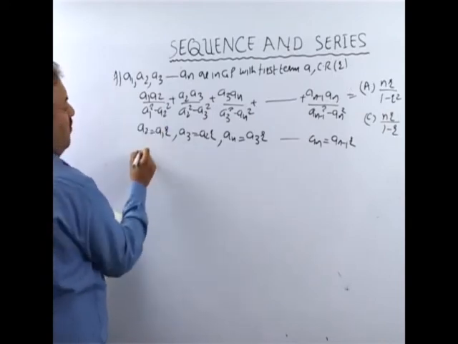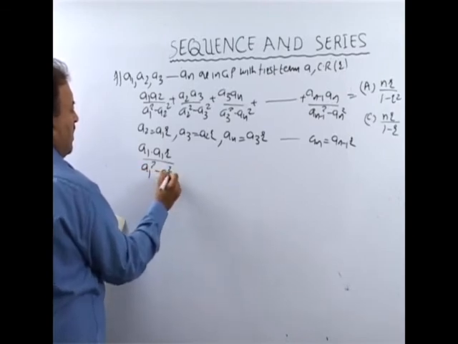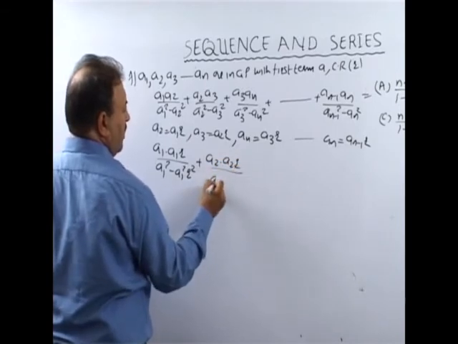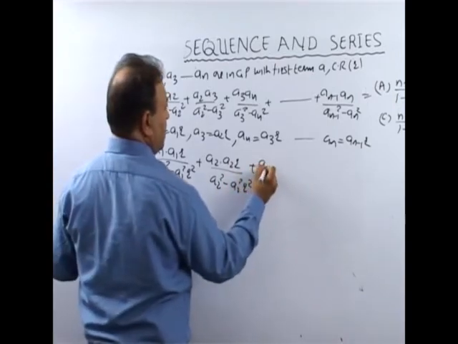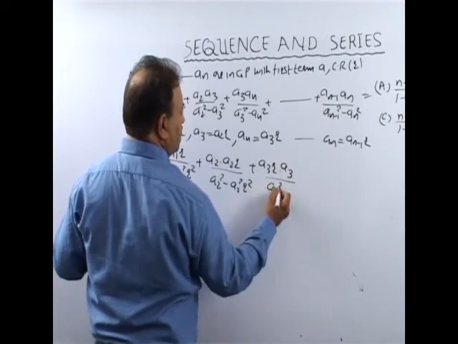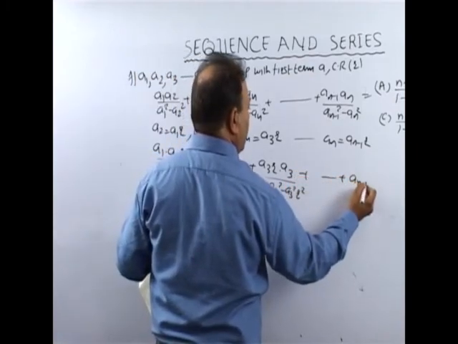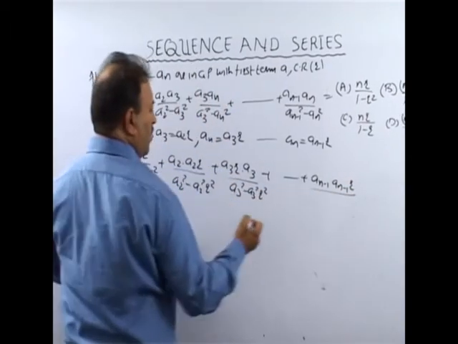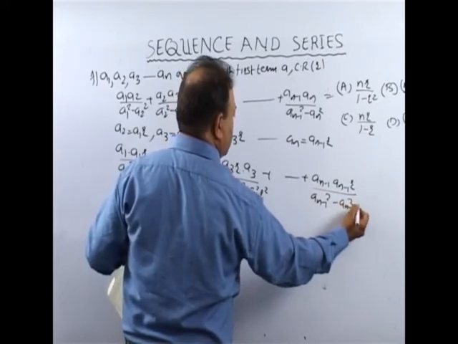Now we apply this over here. We get A1 into A1R upon A1 square minus A1 square R square, plus A2 into A2R upon A2 square minus A2 square R square, plus A3R into A3 upon A3 square minus A3 square R square. Similarly, it goes up to A(N-1) into A(N-1) into R upon A(N-1) the whole square minus A(N-1) the whole square R square.